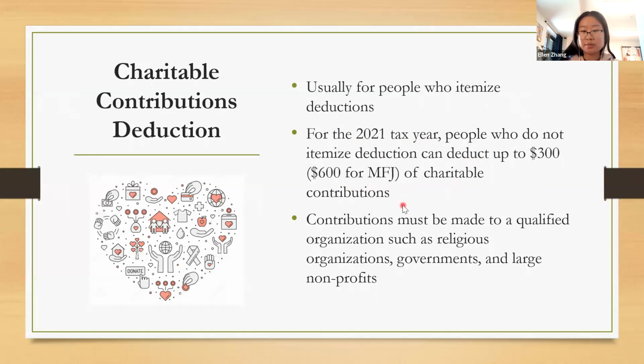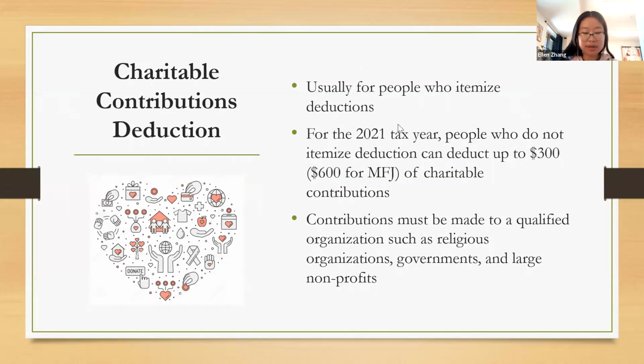So these charitable contributions would have to be made to a qualified organization, such as a religious organization like a church or your local government, or large nonprofits like Goodwill or Salvation Army. And if you keep track of your charitable contributions, you'll be able to deduct up to $300 or $600 from your taxes this year, which is very, very cool. Right.